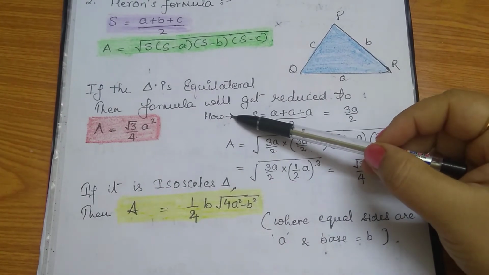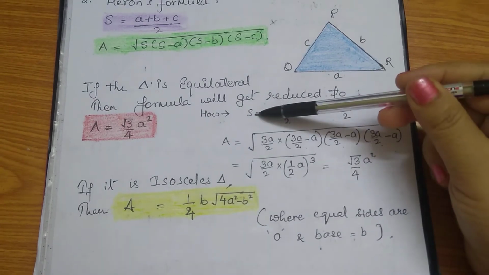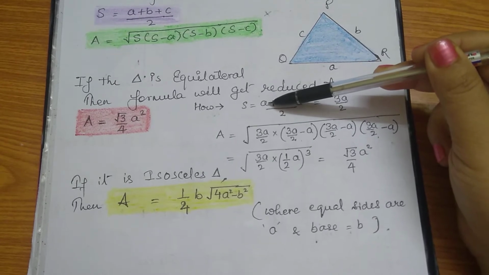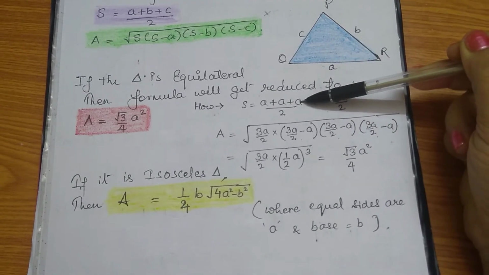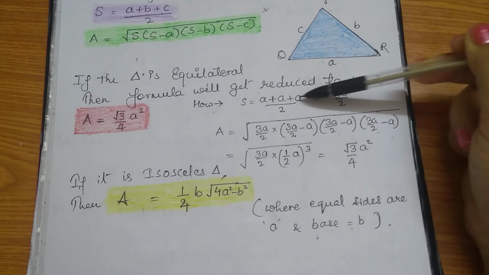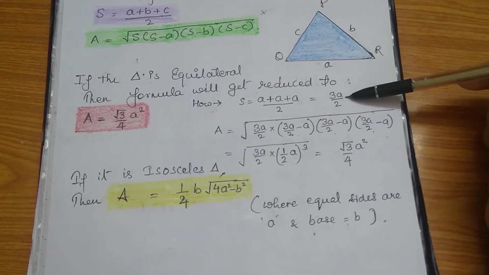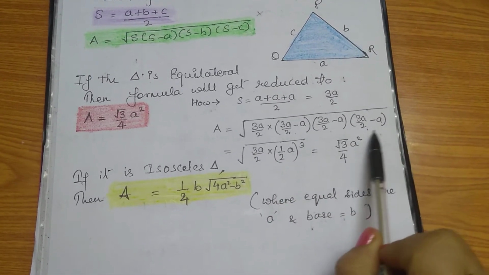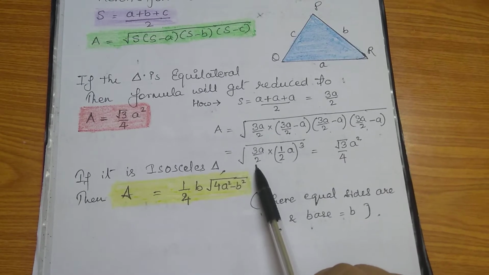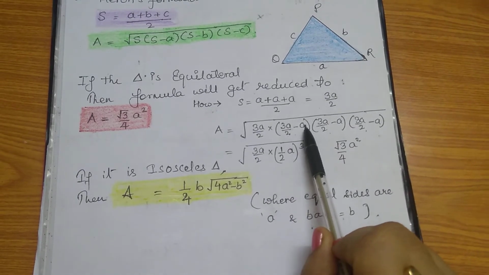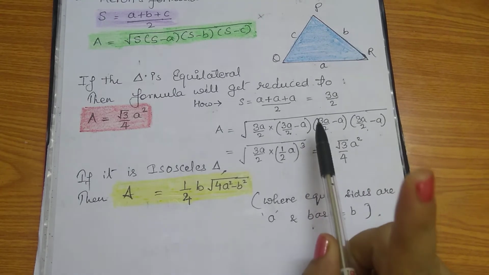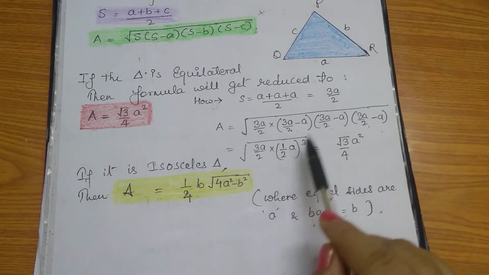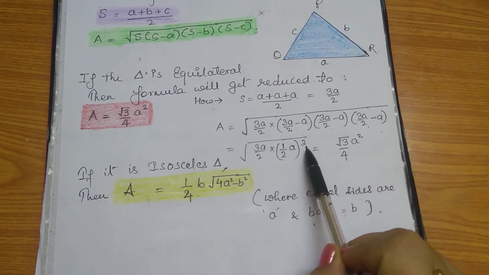Now how does this happen? See, the semi-perimeter S, when it is an equilateral triangle, so A, B, C, all the three sides will become A. So S equals 3A upon 2. If I put this S in the formula, S minus A, S minus A, S minus A, all the three sides were A. So 3A by 2, and if you take LCM, 2 will go that side. 3A minus 2A is 1A. So 1A upon 2, and there are three brackets, so I have written cube here, right?